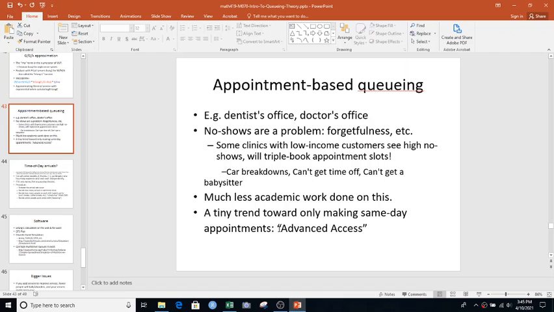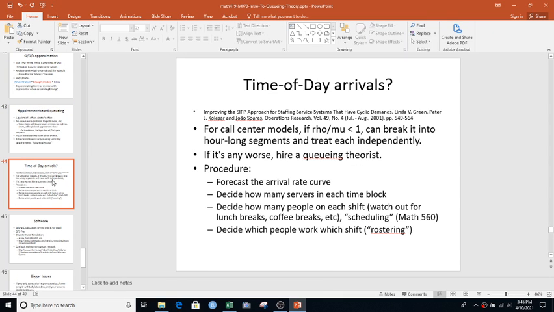That's called advanced access. So if you wanted to do a project on that, let me know. We could go back and talk about how time of day arrivals affect all the work we're doing. For most call center models, if your calls happen fairly quickly compared to how quickly the arrival rate changes, then you can usually break it into hour-long segments and just treat it as a constant call arrival rate in each hour.